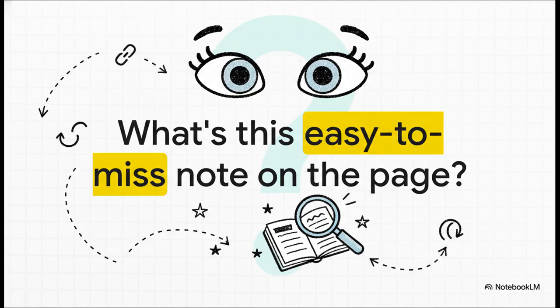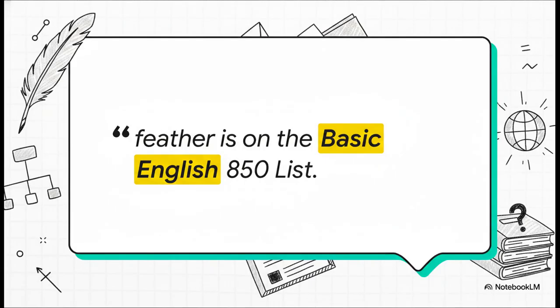So let's zoom in a little. If you scan the page, past all the links and the pronunciation guides, you'll find it. A little note in italics. Doesn't look like much, but trust me, this is where the story gets really interesting. So what does it say? And there it is. Feather is on the Basic English 850 list.